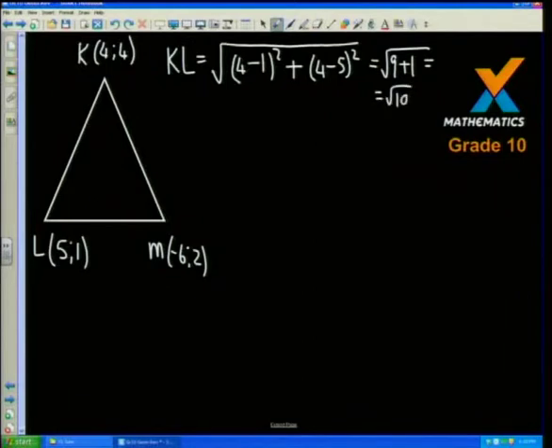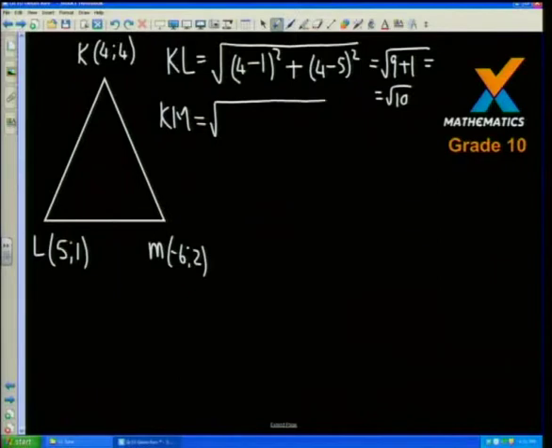Look again. 4 minus 1 is 3. 3 squared is 9. 4 minus 5 is minus 1, and if I square that, it's a positive 1, so it gives me 10. So I can bank that for now. Now let's go and work out the distance of KM. If I work out KM, according to the distance formula, it's the changes in the y's squared plus the changes in the x's squared. So if I start with x this time around, for KM, I've got 4 minus 6.